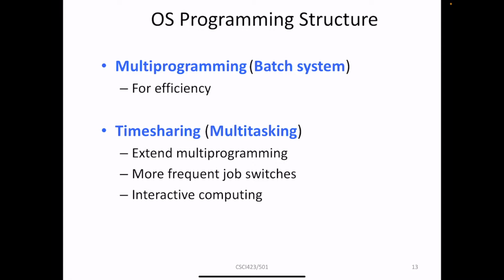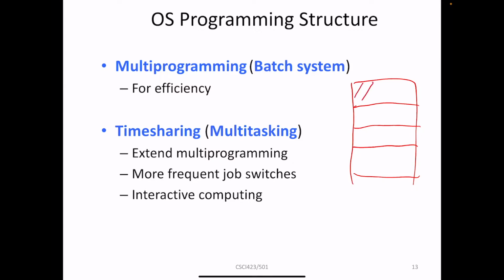Then the idea of multi-programming was proposed. It is also called batch system. The idea is quite simple. Instead of loading one program to the main memory, we can load a batch of programs in the main memory. So for example, on the main memory, beside the operating system, we have three programs, P1, P2, and P3.